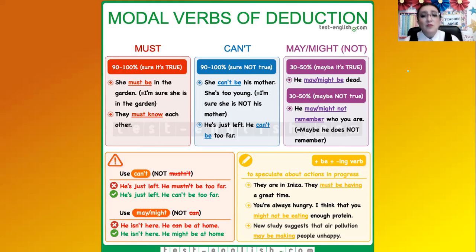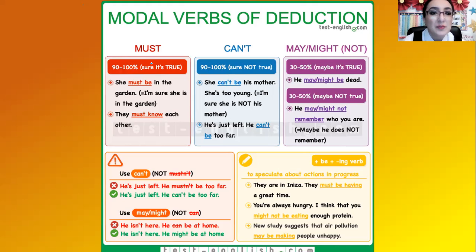You are speculating. For example, they are in Ibiza. They must be having a great time. Deben estar teniendo un gran tiempo. No, you are always hungry. I think you should buy enough protein, okay? You are always hungry. I think that you might not be eating something. That could be an example. Also, a new study suggests that air pollution may be making people unhappy. Yeah, speculating about actions in progress, okay?